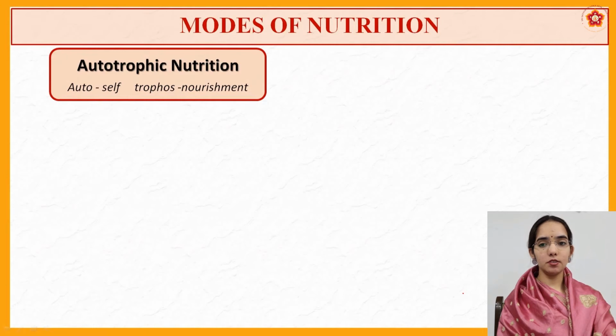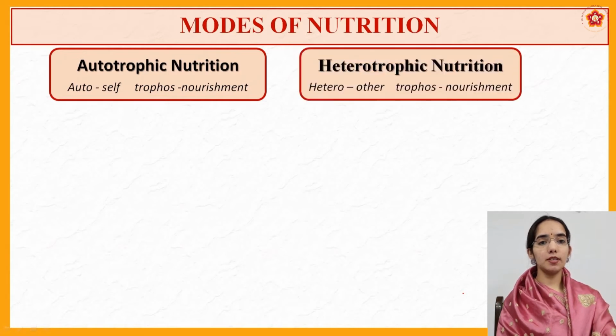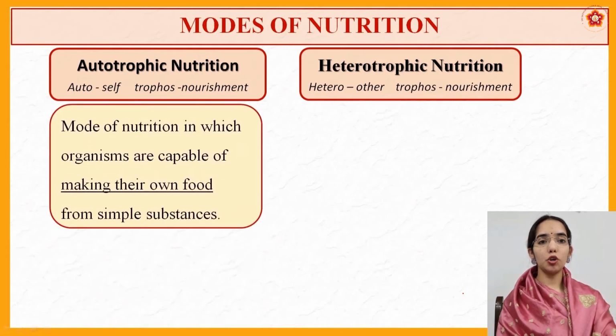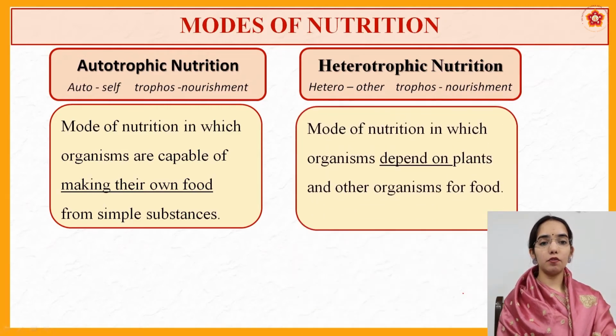As we have already discussed, auto means self, trophos means nourishment. Hetero means other, and trophos again means nourishment. So the definition is, the autotrophic mode of nutrition is the mode in which organisms are capable of making their own food from simple substances. And the definition for the heterotrophic mode of nutrition is, it is the mode of nutrition in which organisms depend upon plants and other organisms for food. I hope this topic is clear to you.